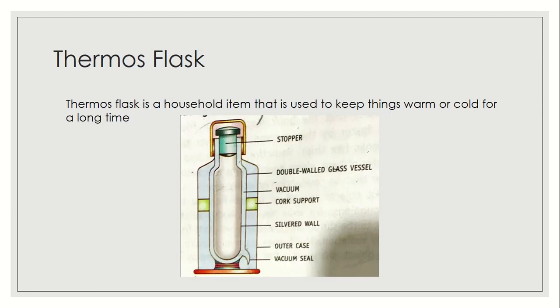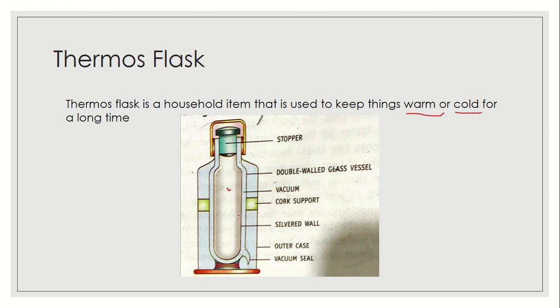Okay. Now let's understand the thermos flask. So what is a thermos flask first? It's a household item that is used to keep things warm or cold for a long time. So obviously insulators would be there so that the transfer of heat doesn't happen. If this is hotter than the surroundings, then if heat transfer occurred, it would go from hot to cold, so this would become cold, and vice versa.